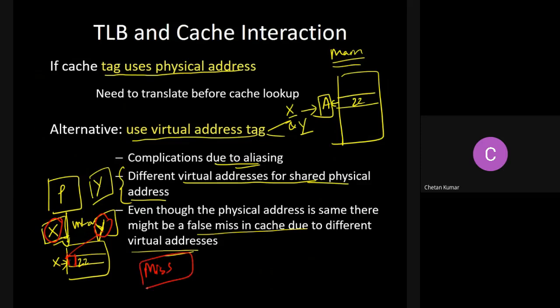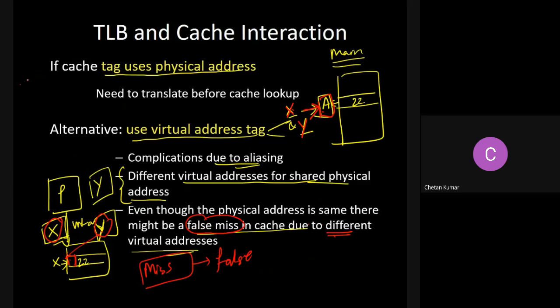But is it actually a miss? No. Why is it not a miss? This is a false miss. That's what I'm talking about here: a false miss in the cache due to different virtual addresses being mapped to the same physical address. Here there are two different virtual addresses, X and Y, which are mapped to the same physical address A. But once the cache sees it, it will see it as a miss. That will not happen in the case of a physical address, because the translation will be done before.